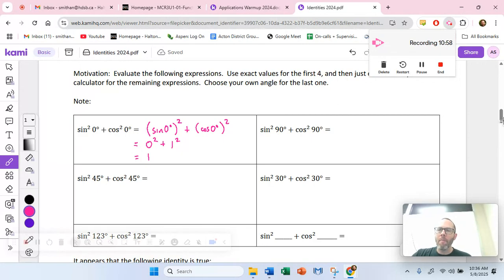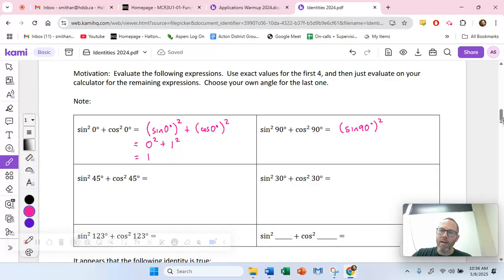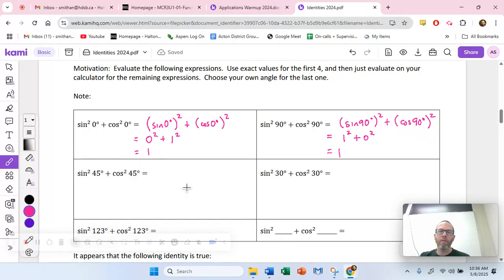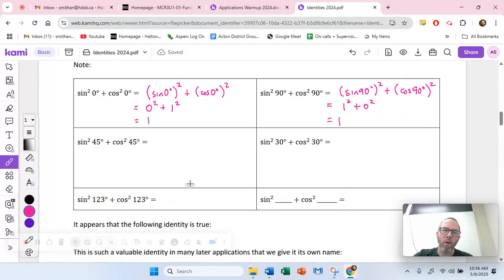Now, I'm going to rewrite this one more time: the sine squared of 90 is just sine 90 squared, and the cosine squared of 90 is cosine 90 squared. And after that, I'll just assume we understand the notation. But that is 1 squared plus 0 squared. Did you guys get 1 as well for that one? Interesting, interesting. How about sine squared 45 plus cos squared 45?